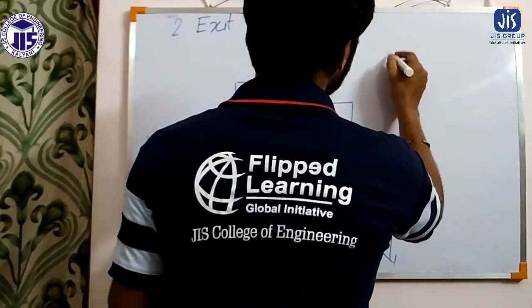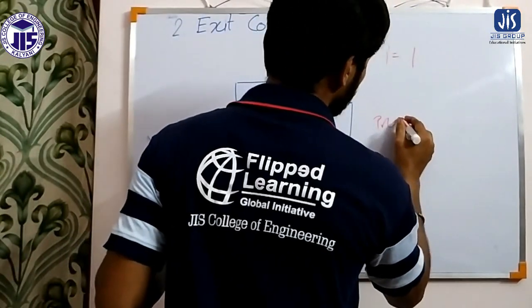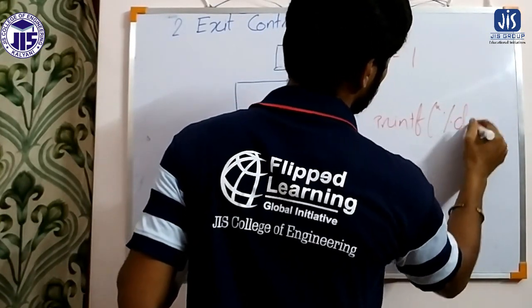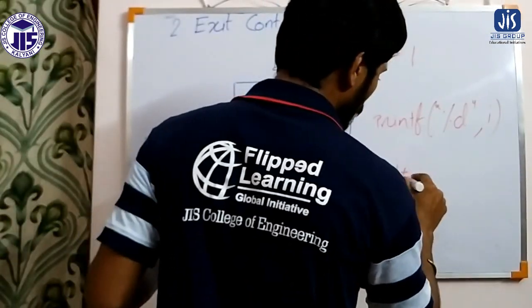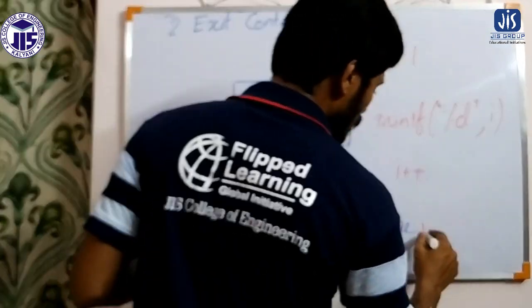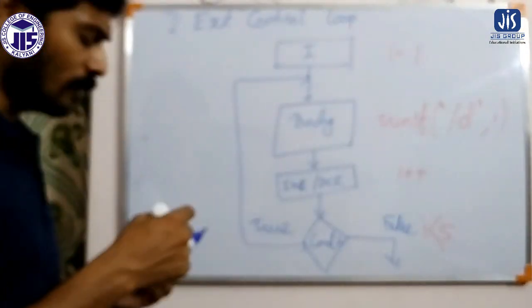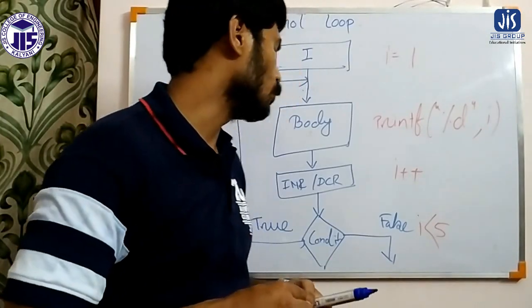If the value of I is equal to 1, the body is printf "%d", I, then we are going to print the value of I plus plus, and here the condition is I less than 5, same condition. So the same condition that we have taken in case of entry control loop, here also we are taking the same, that is exit control loop also.